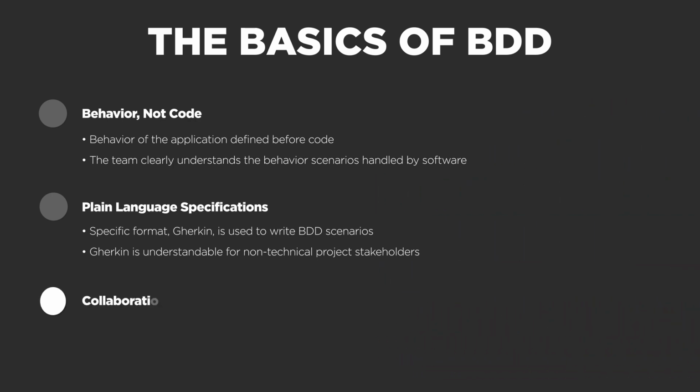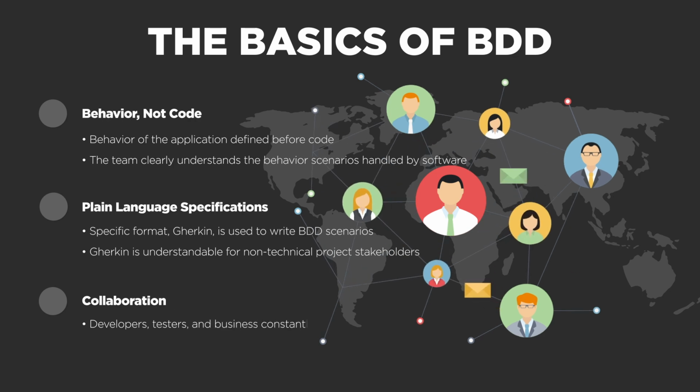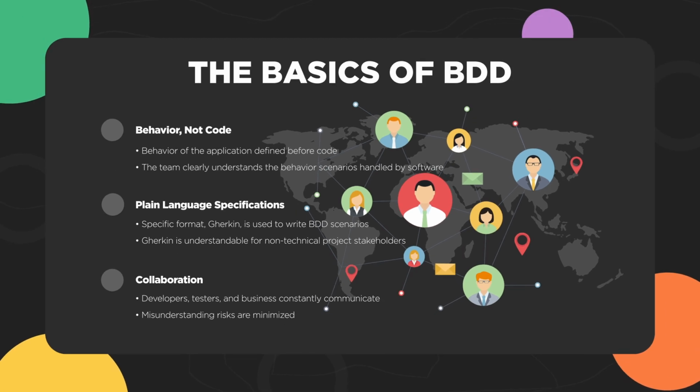Finally, BDD is about collaboration. It is one of the key principles of BDD. Developers, testers, and business stakeholders work closely together to define and understand the expected behavior of the software. This collaboration ensures that everyone is on the same page and reduces the risk of misunderstandings.